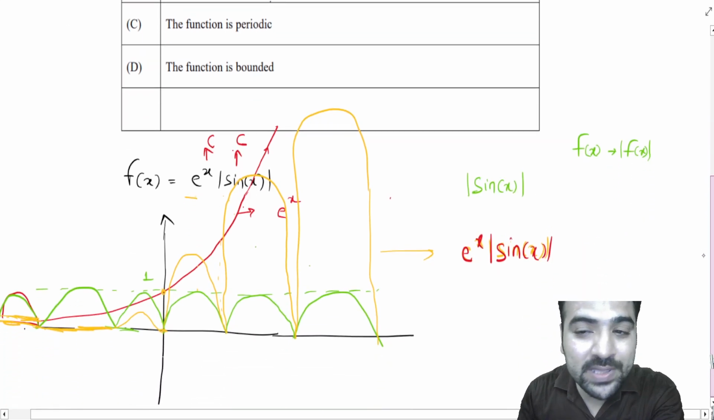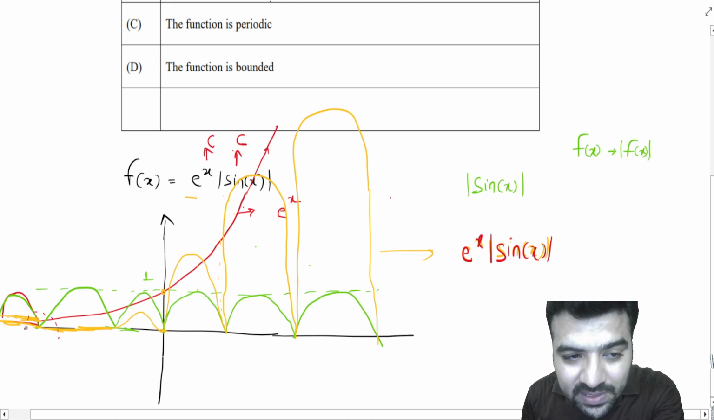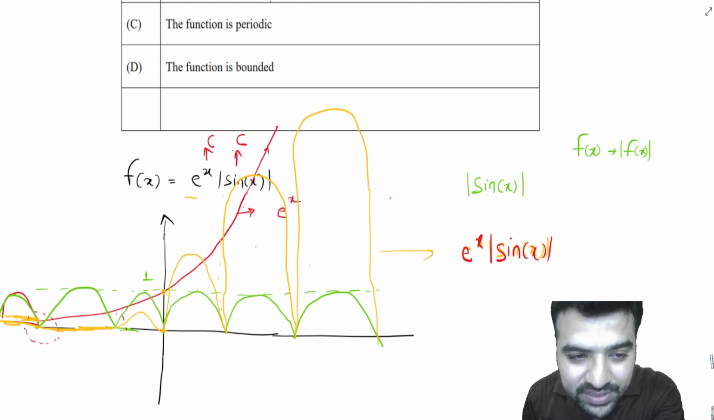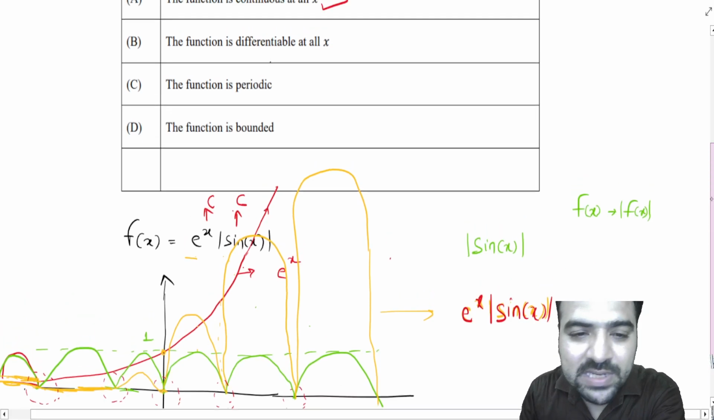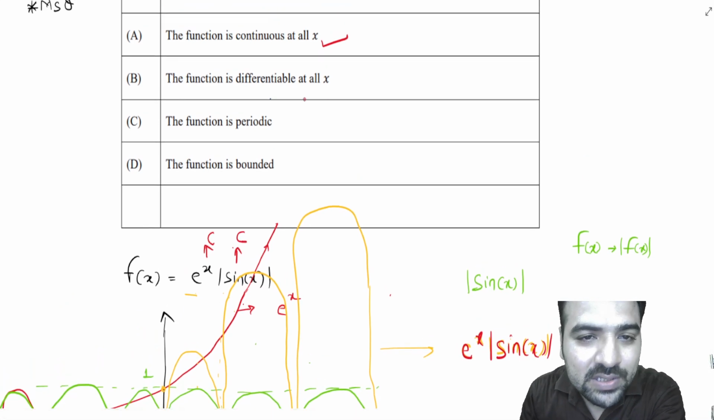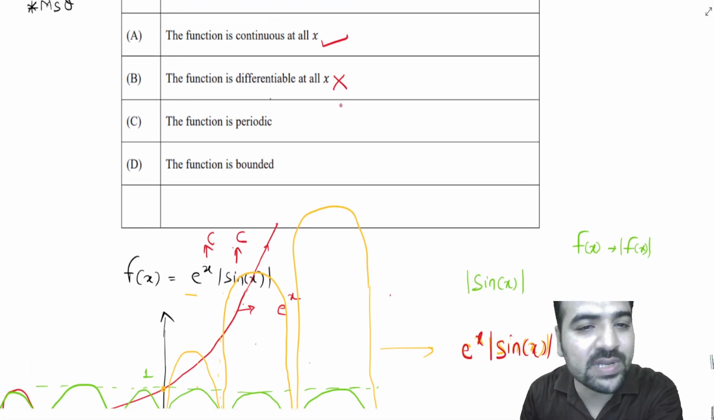Now, is the function differentiable? The function is not differentiable if there are sharp corners. If there is a sharp corner, there will be multiple tangents. This also I will discuss. If there is a sharp corner, it is not differentiable. So actually, it is not differentiable at many points because there are so many sharp corners. So this is false.